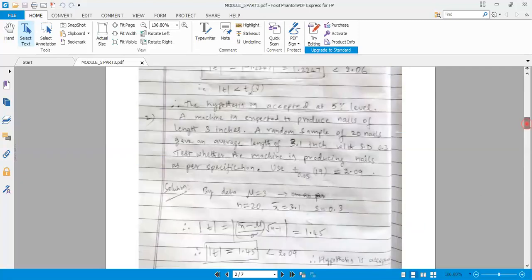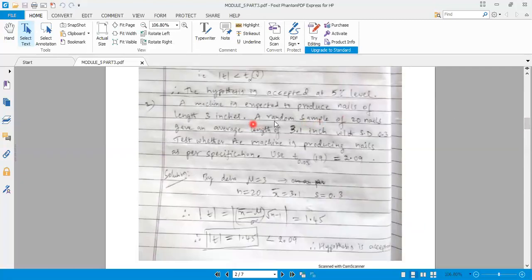Now let us proceed to the next problem. A machine is expected to produce nails of length 3 inches. A random sample of 20 nails gave an average length of 3.1 inches with a standard deviation of 0.3. Test whether the machine is producing nails as per the specification. Use t alpha equals 2.09.